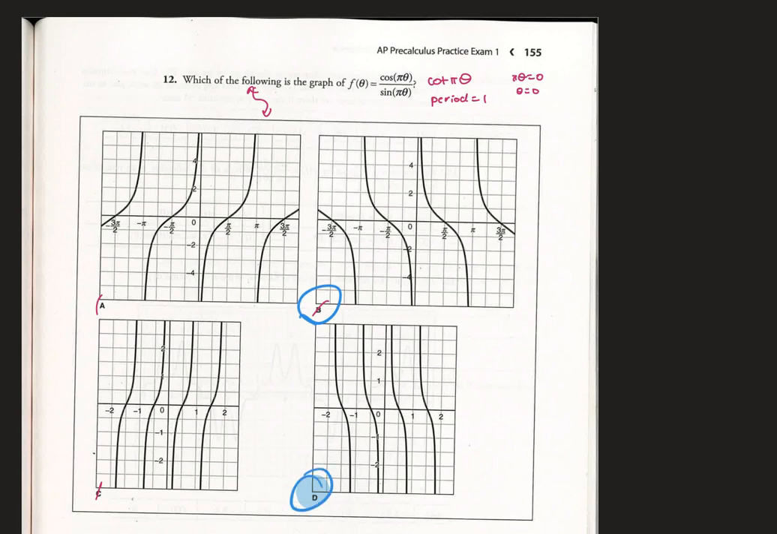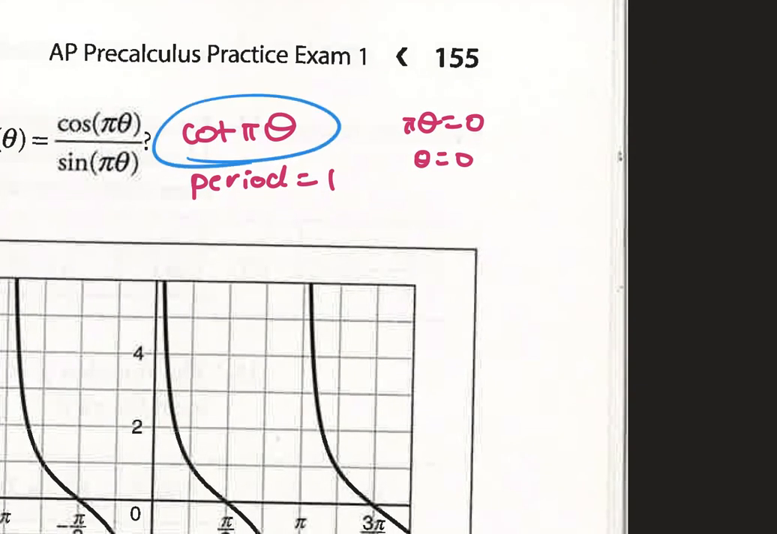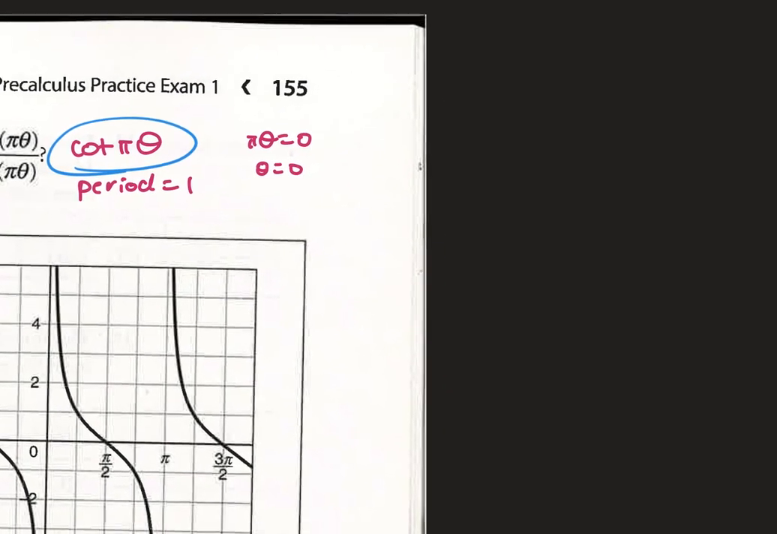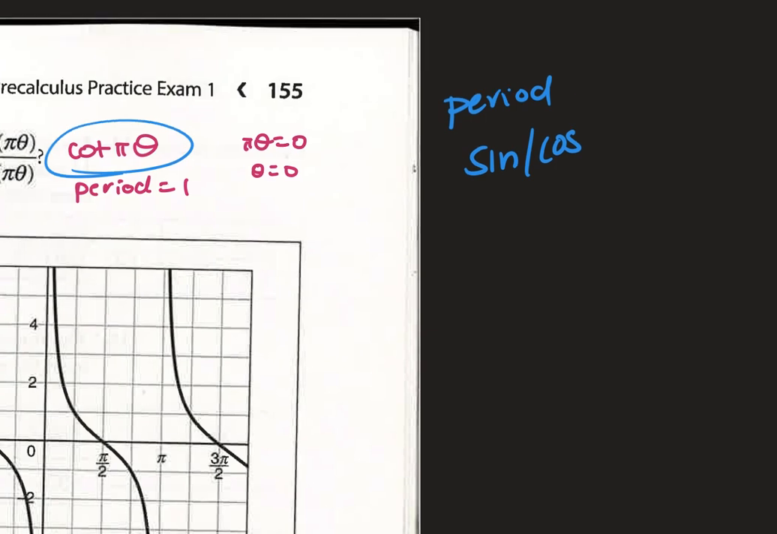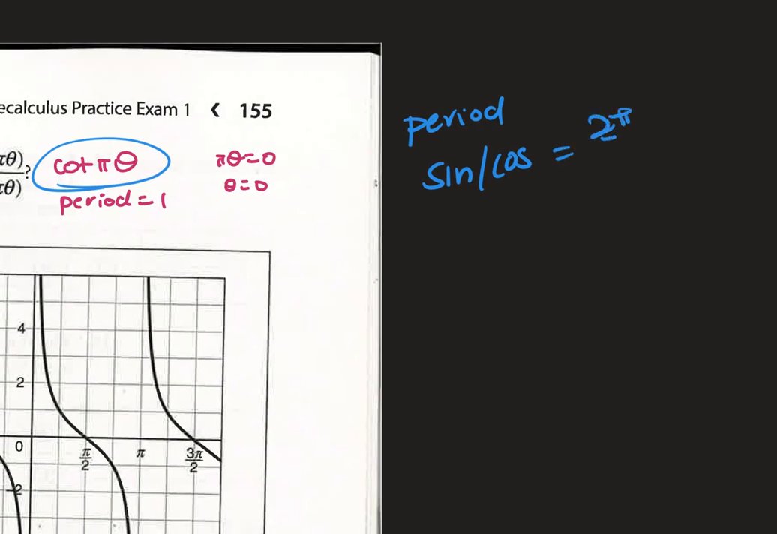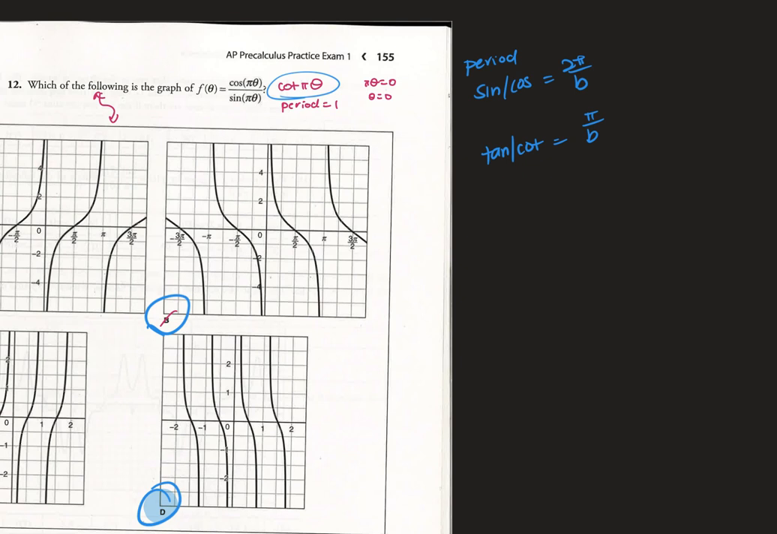So then the next thing you had to look at was the period on it. If it was cotangent of pi theta, then remember the period. The period for sine and cosine is 2 pi over b. The period for tan and cotangent is pi over b. You had to know that to differentiate between B and D here. Honestly, if you couldn't remember that, you should at least know cotangent goes up, left, down, right, and then you can narrow your choices down to 2 and make an educated guess.